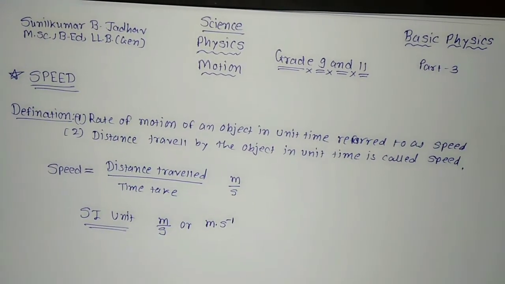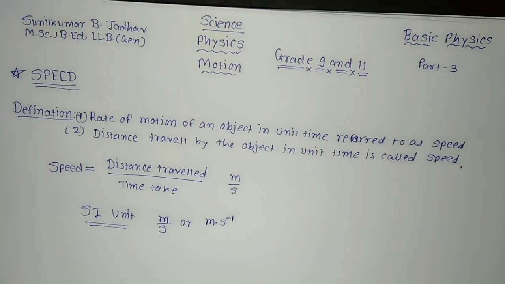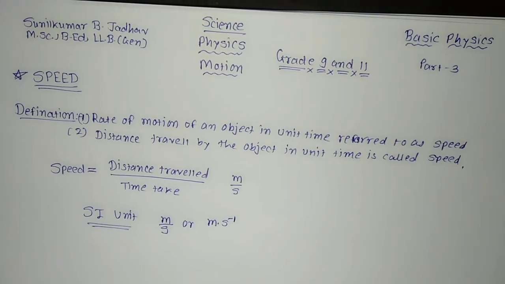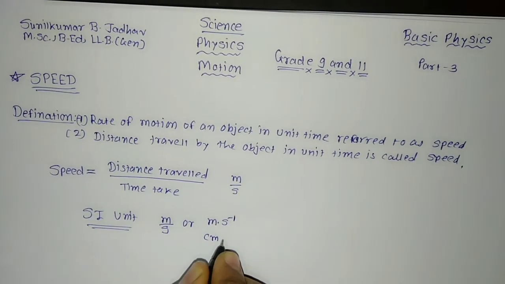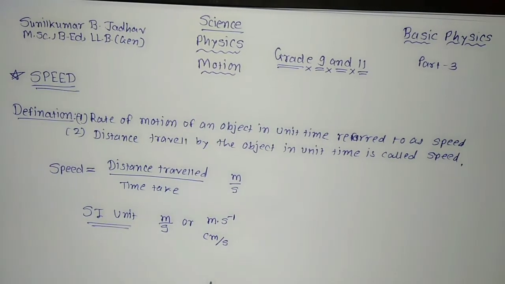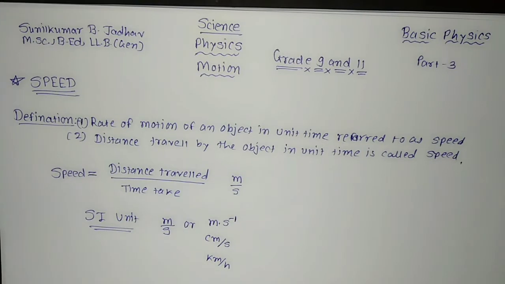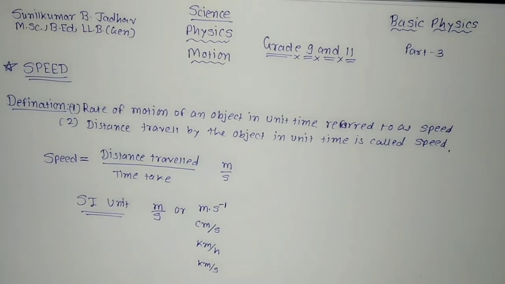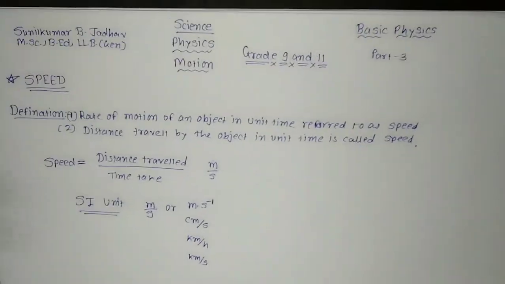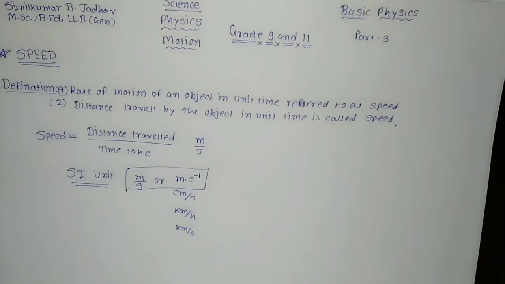The other units of speed, rather than this, that we can use include centimeter per second and kilometer per hour. Even if the speed is more, like the speed of light, it would be kilometer per second. Such kinds of units we can use, but the SI unit of speed is meter per second.